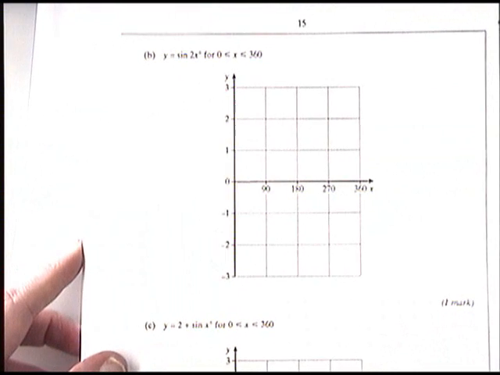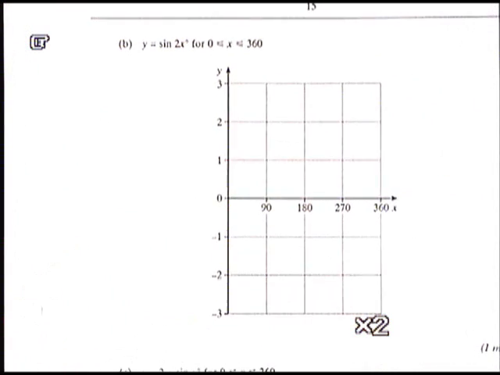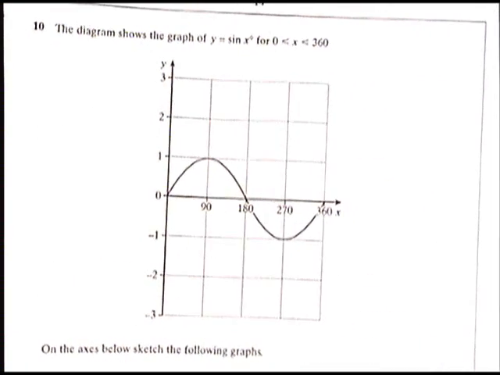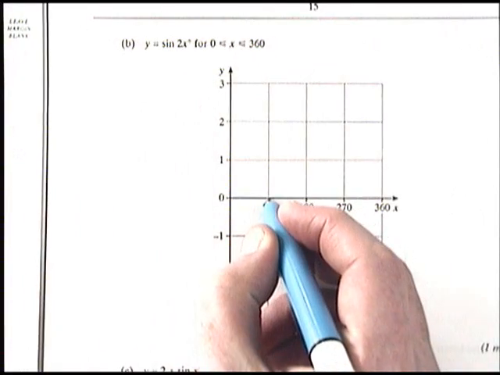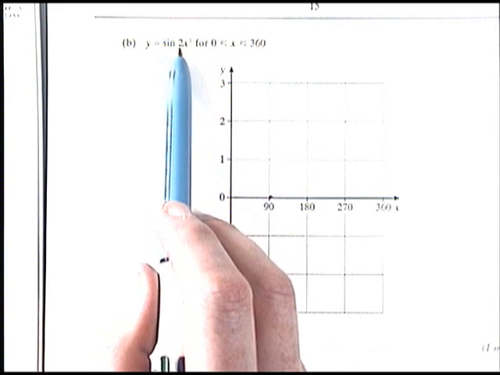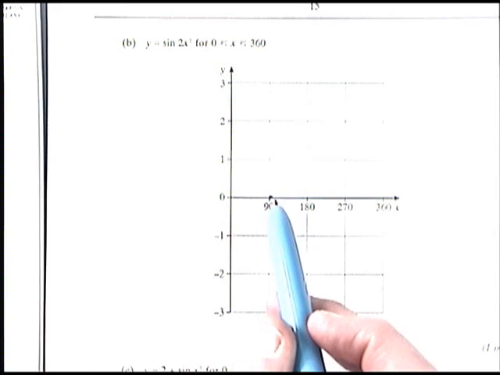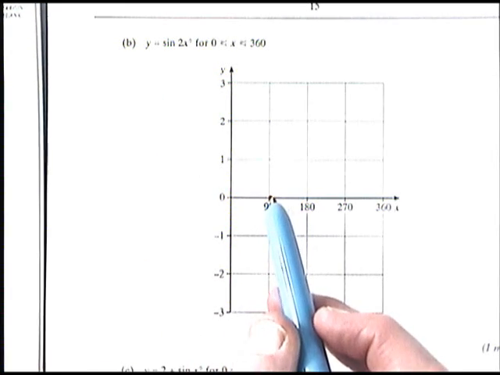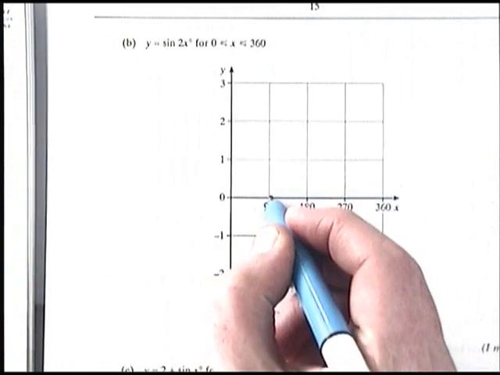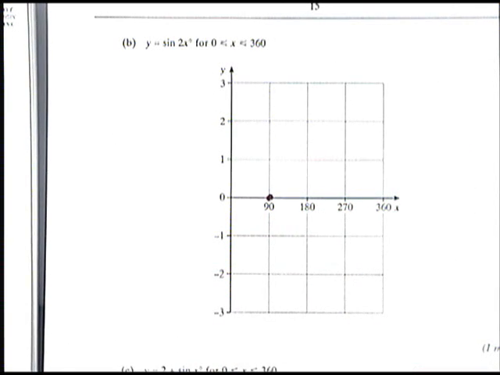So if you look over the page, the next graph we've got to do is y equals sine of 2x. Now again, we need to refer back to the graph of sine x that we've been given as well. So again, let's look through. When x is 90, we've got to work out sine of 2 lots of 90. So when x is 90, we've got to do sine of 180. Sine of 180 is 0. So we know the point will go through there.